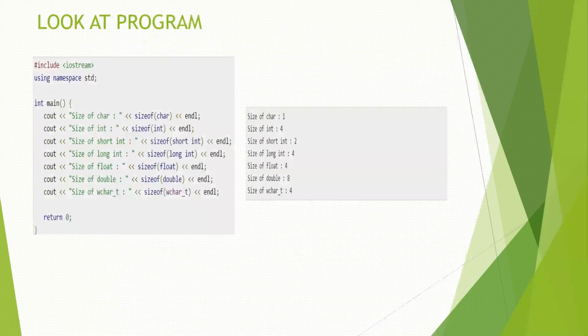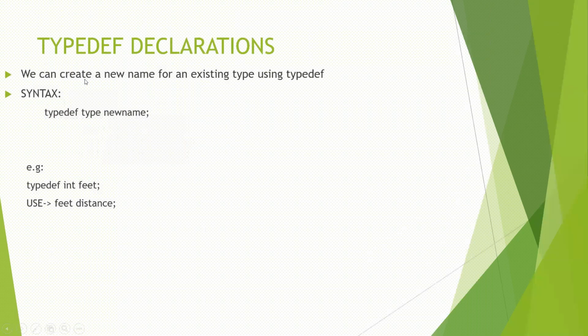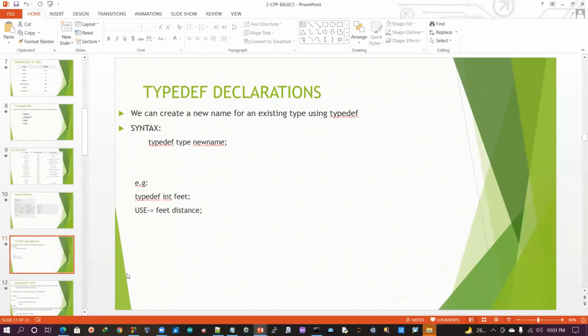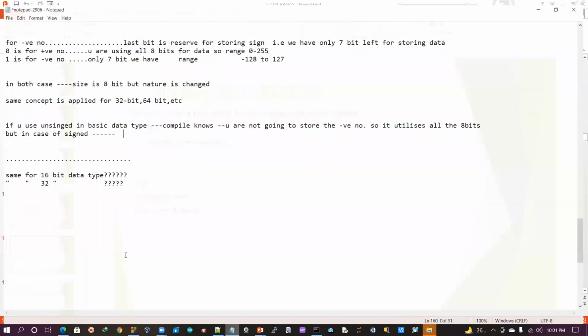Okay, now giving the example here, we can create a new name for an existing type using typedef. So what is the syntax? This is the typedef keyword, and this is your type. What is the actual data type and the new name? For example, typedef int feet. Okay, fine. So later, feet distance. What happens here? So what is the data type of distance? So you have the confusion. So let me open the notepad. Let me clarify that one.